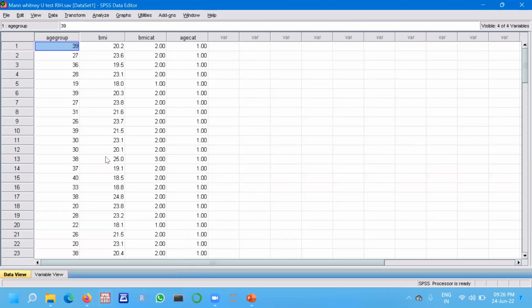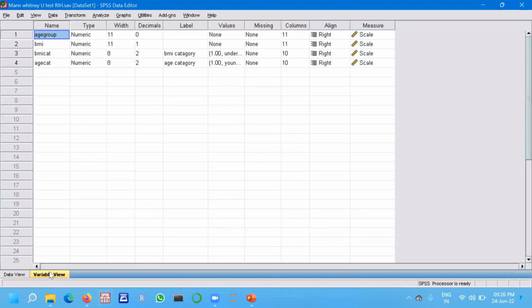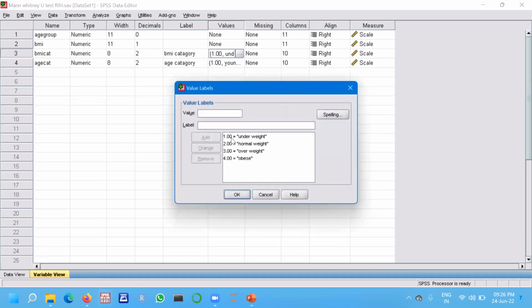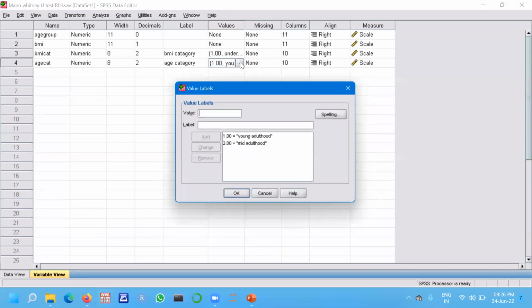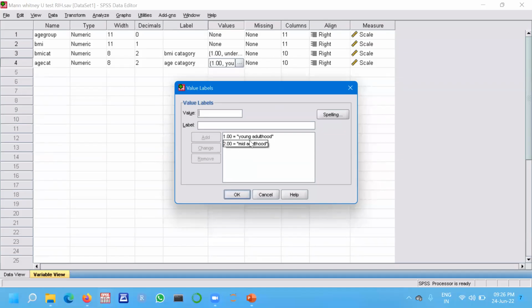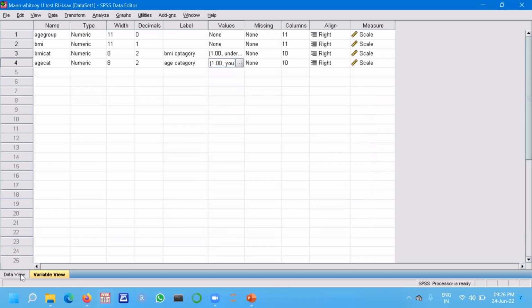Let us see the variable view. See the BMI category, how it is classified: 1 underweight, 2 normal weight, 3 overweight, 4 obese. Now let us see the age category: 1 is for young adulthood, that is less than 40 years, and 2 is for mid adulthood, that is more than 40. Again, coming back to data view.